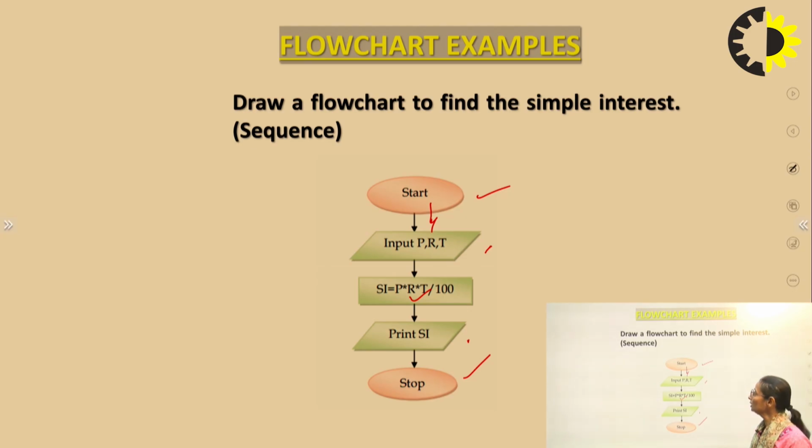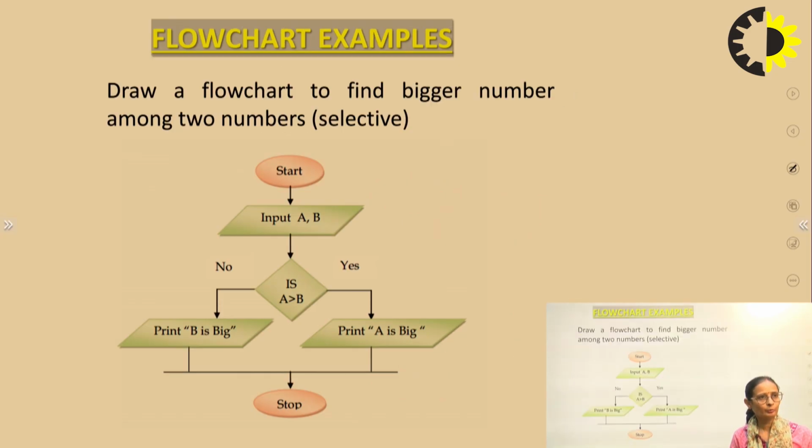So this is a simple flow chart where we are finding the simple interest. And if you look here, the flow of this chart is in a sequential manner. That is, no branching has been used because no branching is required in this particular problem statement.